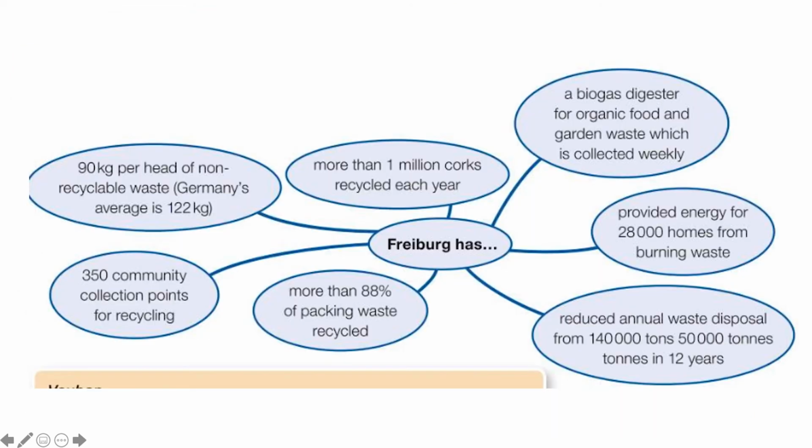Let's take a look. So Freiburg has 90 kilograms per head of non-recyclable waste as opposed to Germany's average of 122 kilograms. More than 1 million corks are recycled each year. There is a biogas digester for organic food and garden waste, which is collected weekly. They provide energy for 28,000 homes from burning waste. They've reduced their annual waste disposal from 140,000 tonnes to 50,000 tonnes in 12 years. More than 88% of packaging waste is recycled, and there are over 350 community collection points for recycling.